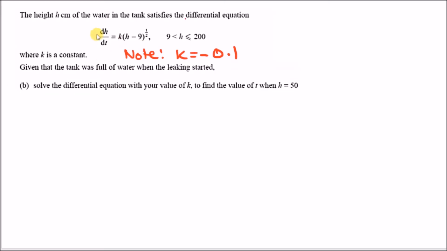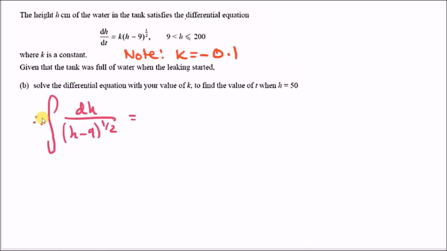Well, the key idea is that we need to move all the h terms with the dh and all the t terms, or well in this case, non-h terms, to t. So let's go ahead and move this equation. What we could do is firstly times dt across and divide by h minus 9 to the power half. So we should have dh over h minus 9 to the power of half. And because we got h and dh in the same place, we can now pop in the integral sign.